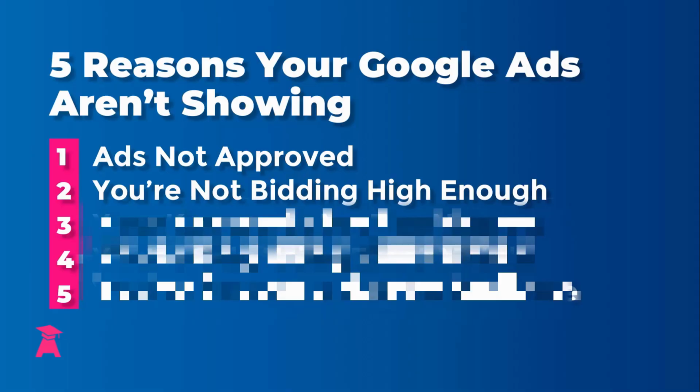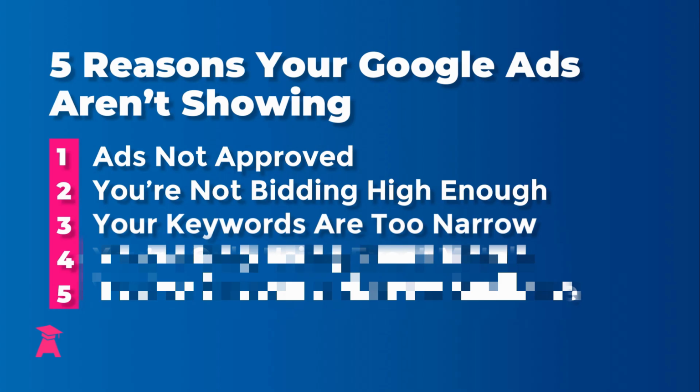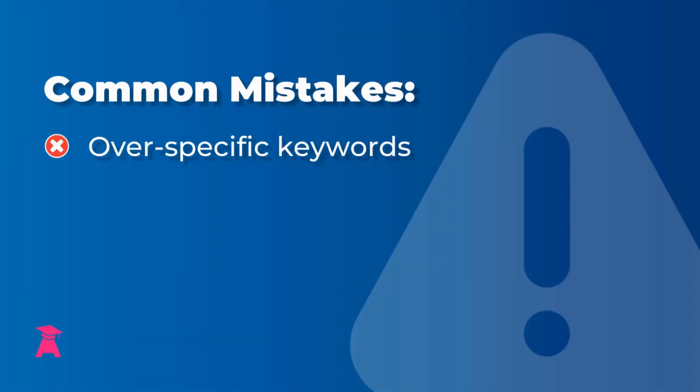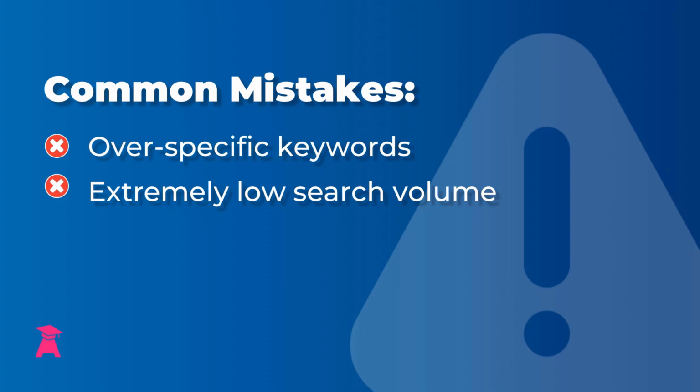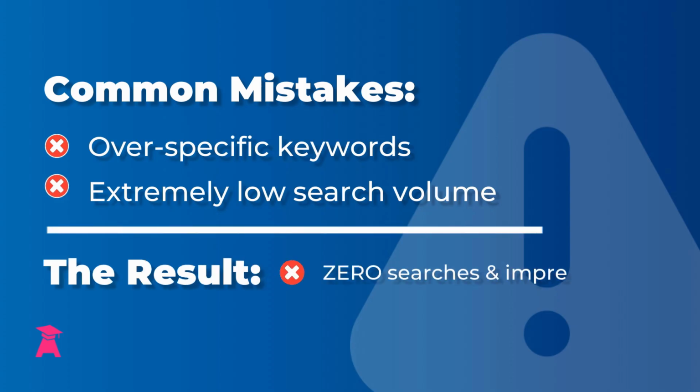The third possible reason is that your keywords are simply too narrow. Sometimes business owners just go way too specific. They think hyper targeted equals higher quality, but if no one is searching for that exact phrase, you simply won't get any impressions. So instead of targeting bathroom remodel, they target a keyword like affordable modern farmhouse bathroom remodeling contractor in West whatever suburb, and that might get 5 searches per month, maybe even 0.